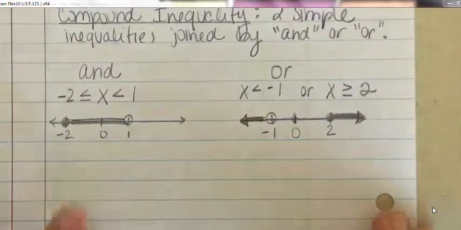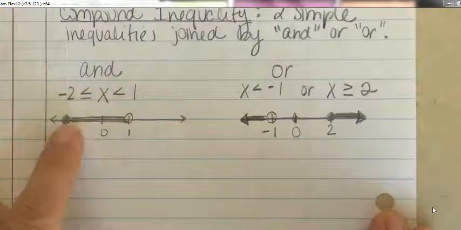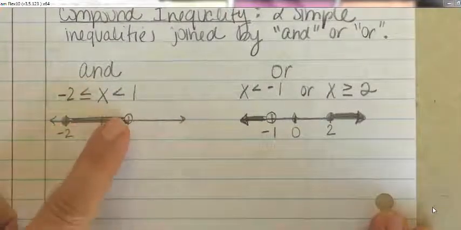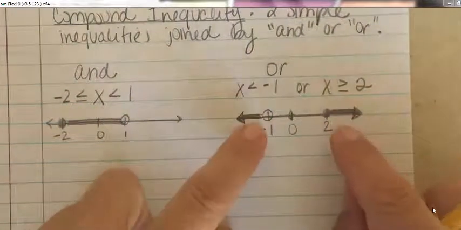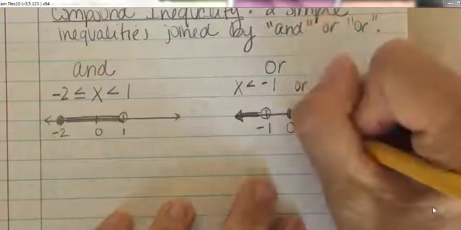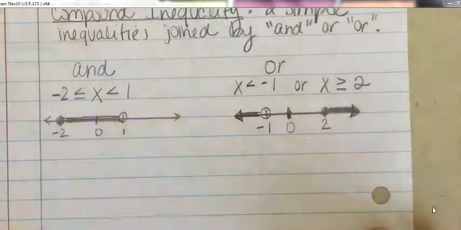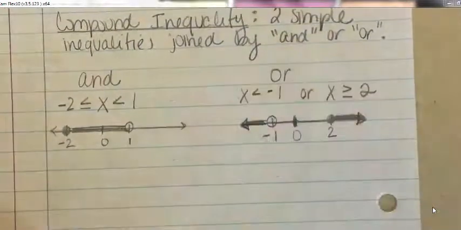So there's the difference. Your and is written as one long inequality. The graph is going to be shaded between 2 points. The or is two separate inequalities, and actually two separate graphs on the same number line. And this is just supposed to be a dot, nothing more than that. Okay. So let's solve some of these. Let me get another sheet of paper here. So we will solve and graph these.